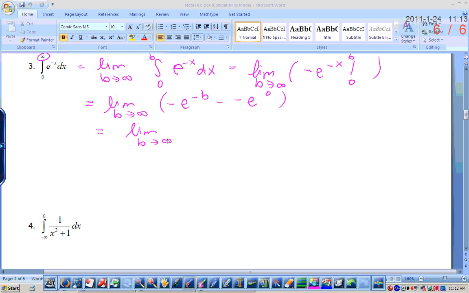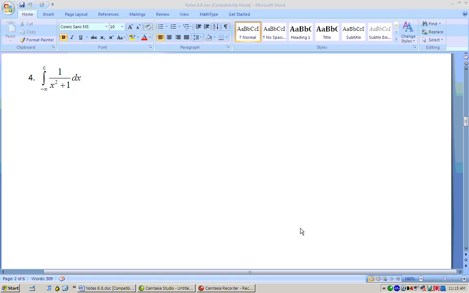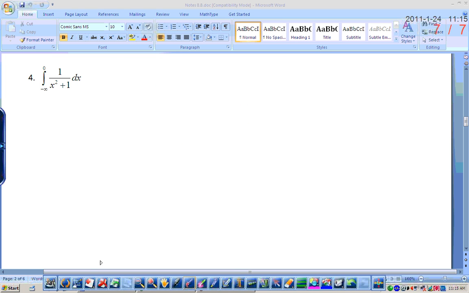Okay, when I'm taking limits, negative exponents don't really work in my brain. So negative e to the negative b is the same thing as negative 1 over e to the b. And then plus e to the 0 is plus 1. Now, when I take the limit as b approaches infinity, I'm going to get 0 plus 1 or 1, right? Yes, so it converges, and the area on that last problem is 1.